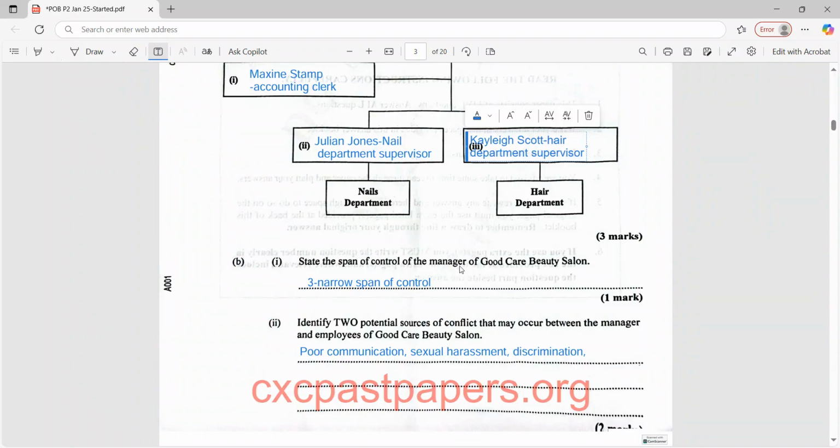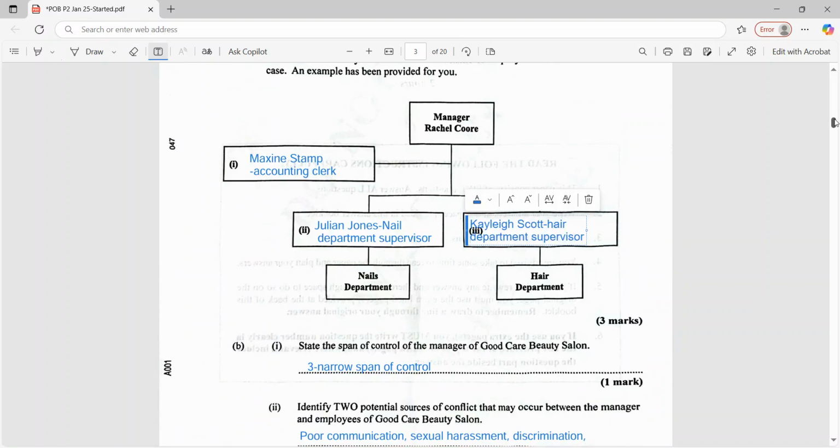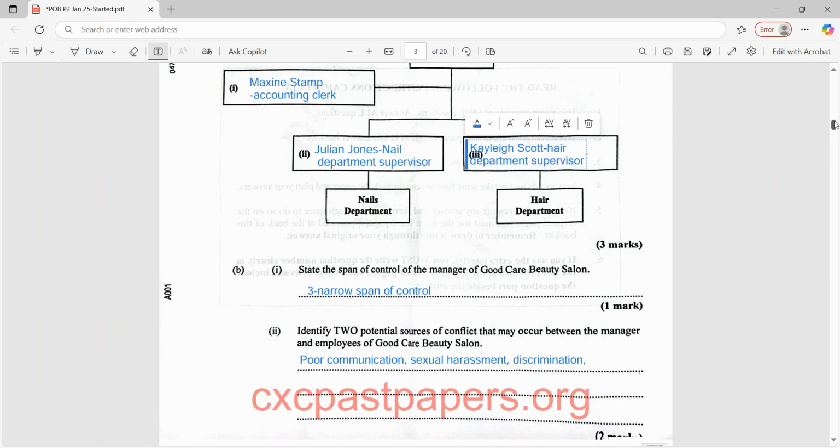It says state the span of control of the manager of Good Care Beauty Salon. The manager is only in charge of 3 persons: Maxine Stamp, Julian Jones, and Kaylee Scott. Right? She is not directly in charge of the nails department nor the hair department. She would pass on the information to the supervisors, and they would pass on the information to those persons in each department. And we can also see that it's a narrow span of control.